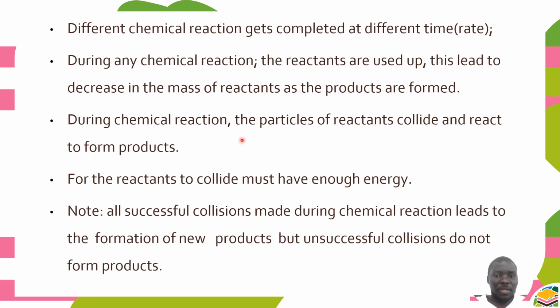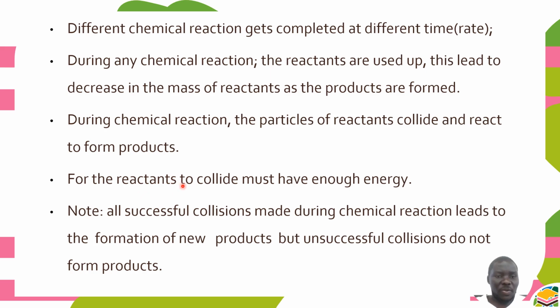During chemical reaction, the particles of the reactants collide. For a chemical reaction to occur, the particles of the reactants must collide and react to form a product. For the reactants to collide, they need to have enough energy. Otherwise, they cannot collide. For example, if we take a solid disk and put it somewhere else and take another solid disk, these do not have enough energy and they cannot react since they are also in solid state.